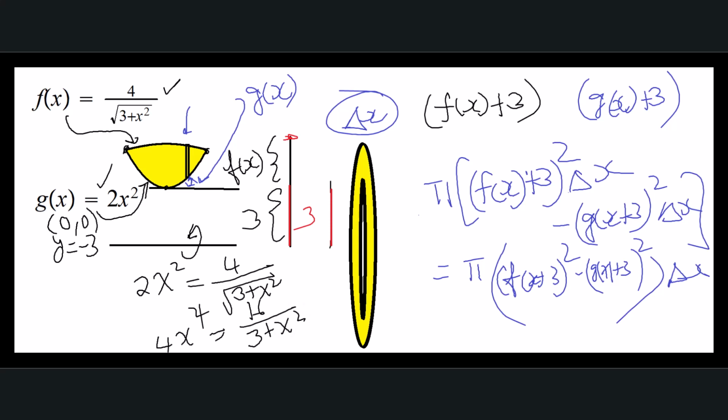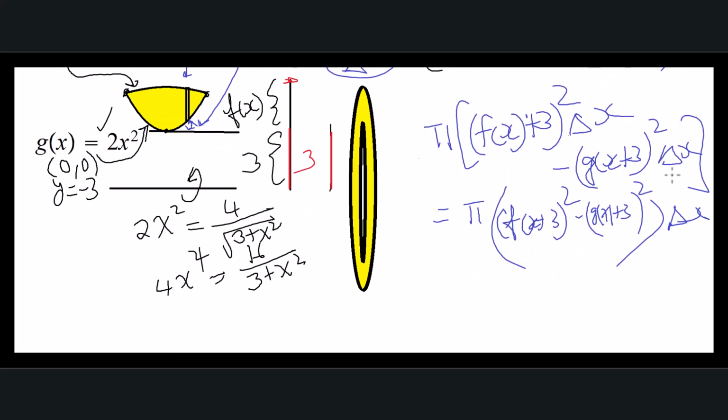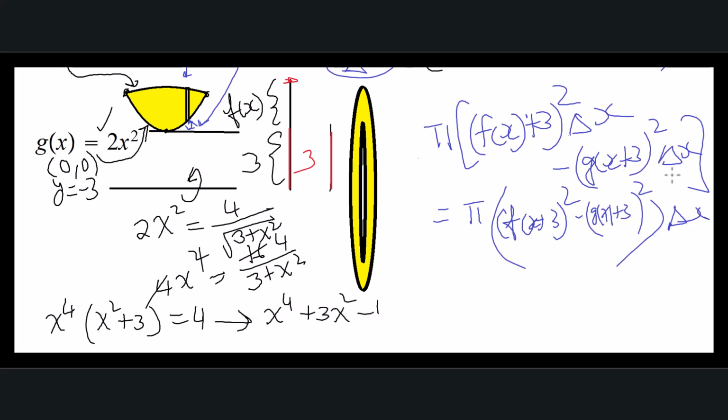So this is 4. So here we get 4 times 4 is 16. So x to the 4, then x square plus 3 equals 4. So that is x to the 4 plus 3x square minus 4 equals 0.